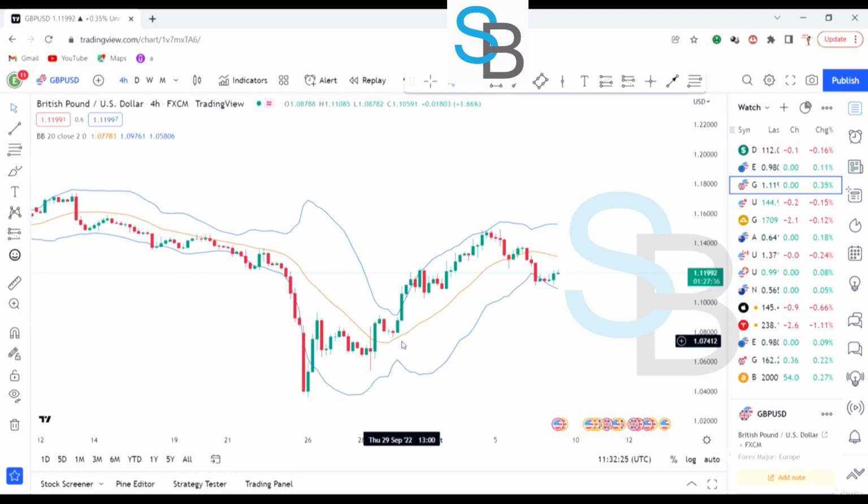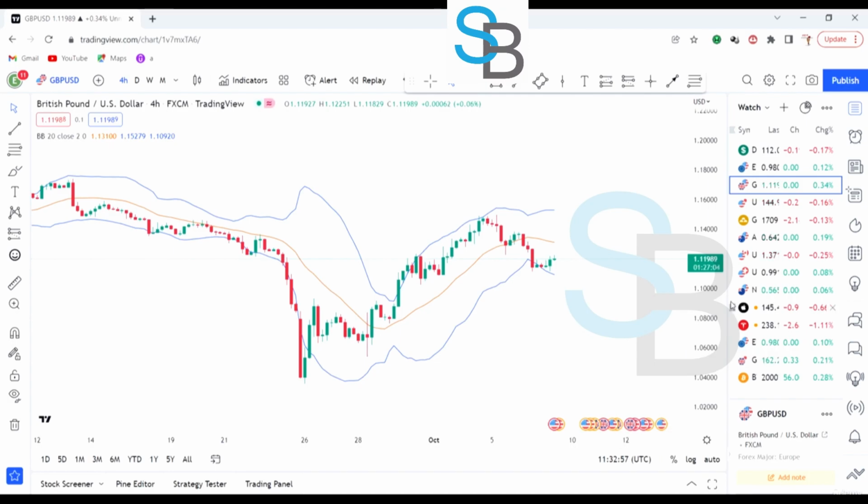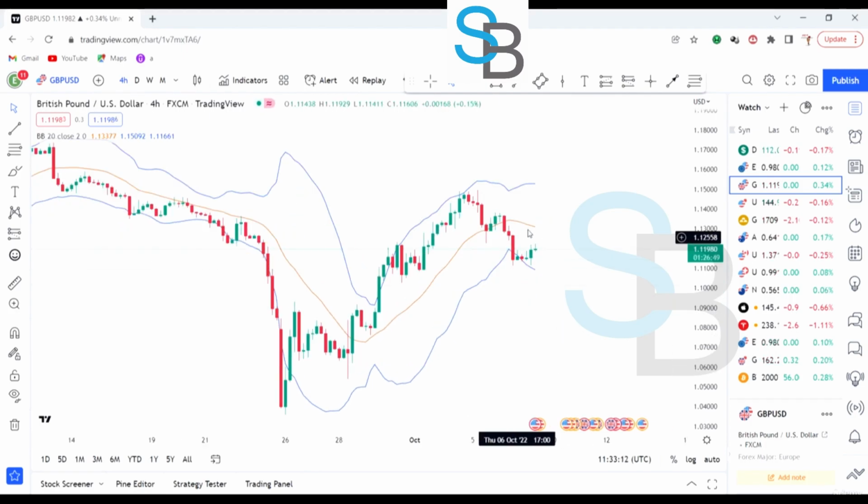Now what's a standard deviation? A standard deviation is simply a measure of how much data scatters around the mean. Like I said, the mean is the average, so how much data scatters around the mean. In this case, how much prices scatter around the mean. Now the data we are looking at here are prices of the last 20 periods, so how much they scatter around this mean.